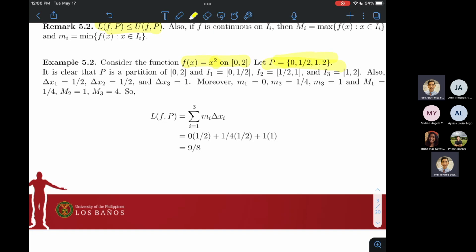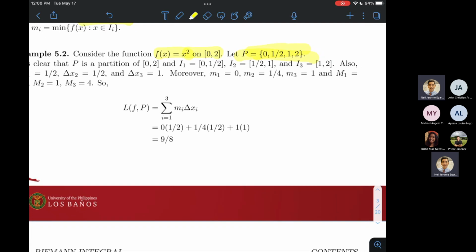Now, dahil ito yung partition P natin, magkakaroon tayo ng tatlong subintervals. The subinterval 0 to 1/2, 1/2 to 1, and the interval 1 to 2. I1 has length 1/2, I2 has length 1/2, and I3 has length 1. Tapos para mabuo yung lower Riemann sum, titingnan natin ano yung pinakamaliit na function value ni x squared throughout those three subintervals. Now, what do we know about x squared? X squared is an increasing function from 0 to positive infinity, so the minimum will occur at the left endpoint.